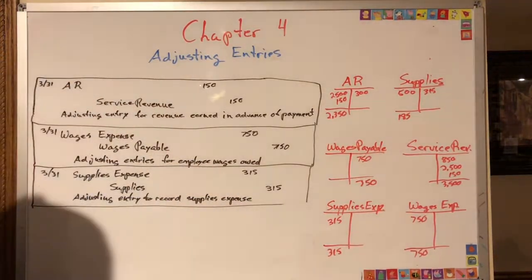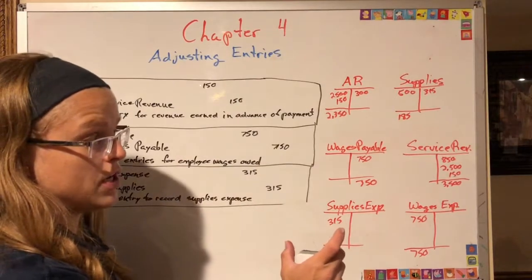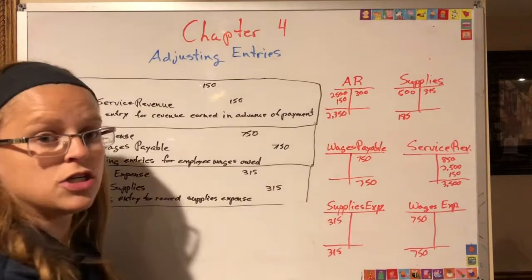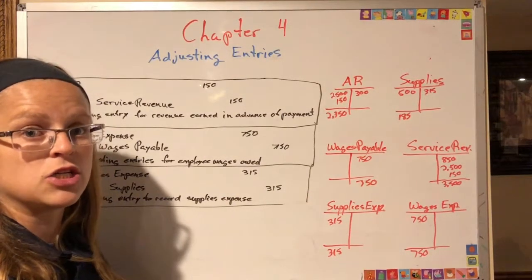All right? So those are the adjusting entries in the T accounts. Now we're going to take those adjusting entries and put it to the adjusting trial balance.